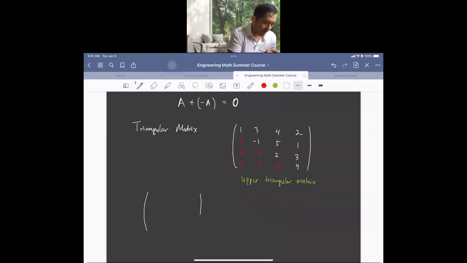And when we have, let's say, 5, 2, 1 over 2, and the rest of this will be 0, we call this a diagonal matrix. A diagonal matrix is one where the entries not on the main diagonal are 0. So only the diagonal has numbers. We call it the diagonal matrix.